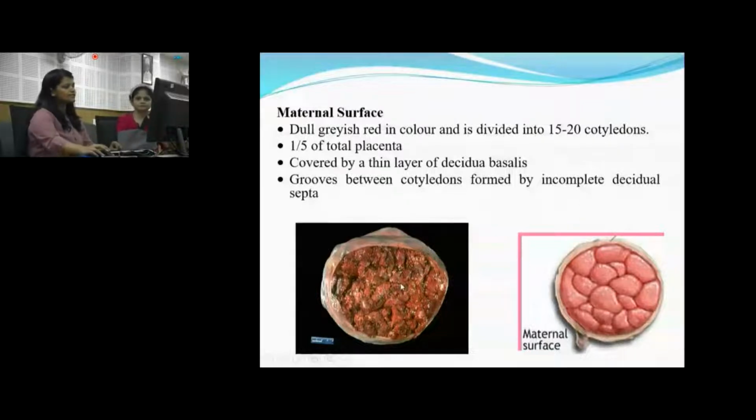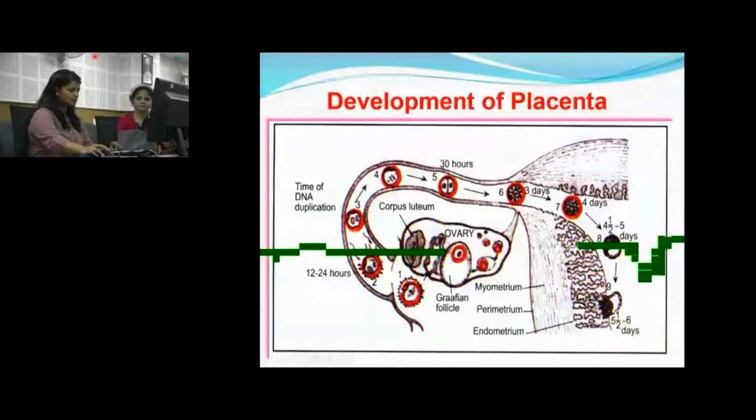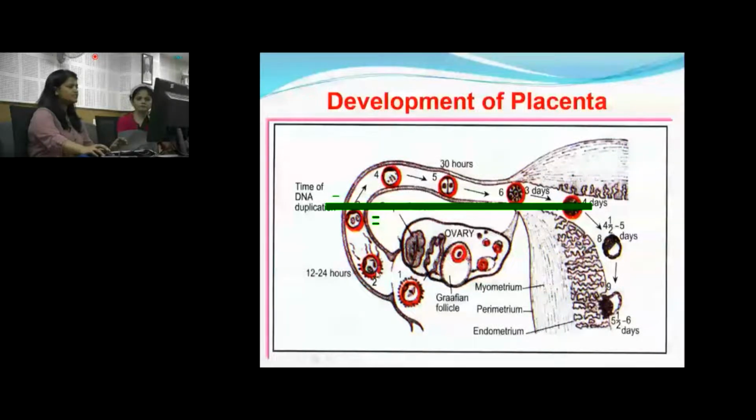So how does this placenta develop? As the ovum ovulates, within 12 to 24 hours it meets the sperm, and this forms a fertilized embryo here. This fertilized embryo then duplicates its DNA in around 30 hours. This is a 2-cell stage where all the DNA material has been duplicated. This progresses to a multi-cell stage, which is known as morula. This happens around the 3rd day.